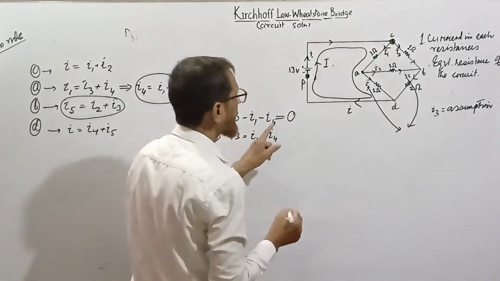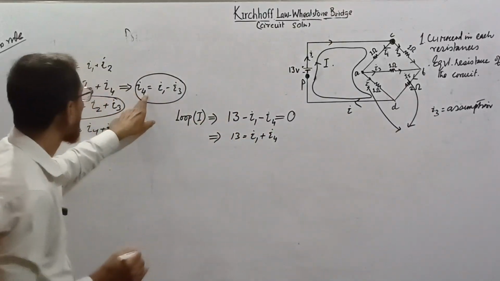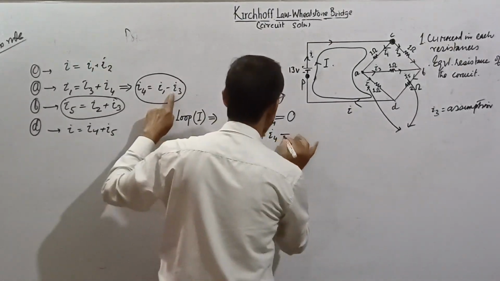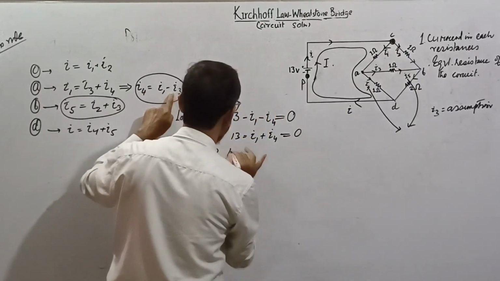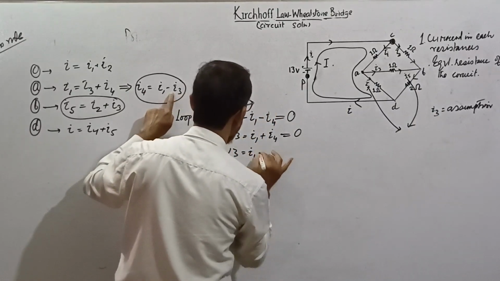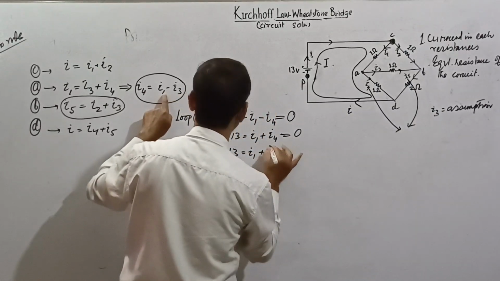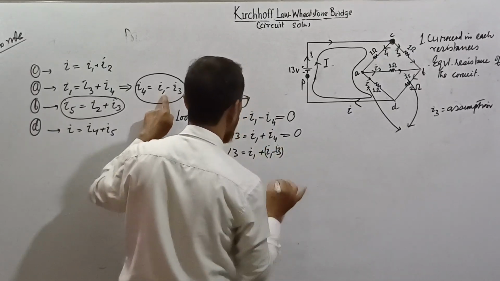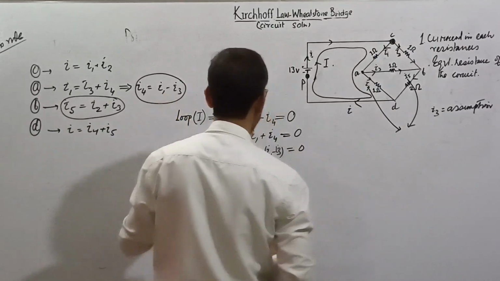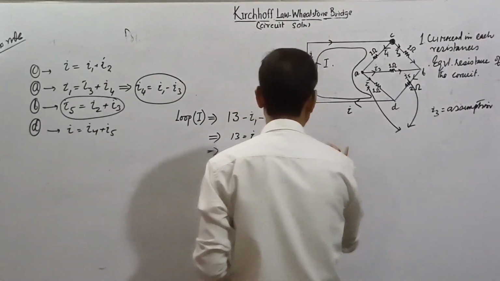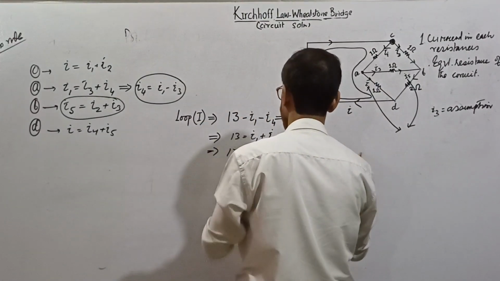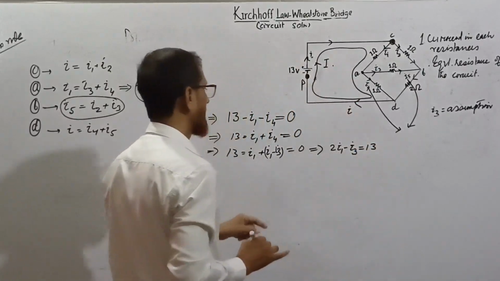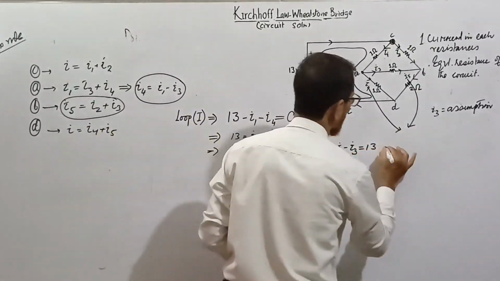So what is I4? I4 is equal to I1 minus I3. So you write here I3 is equal to I1 plus I4, which is equal to I1 minus I3. Am I right? This is equal to 0. So what we get is I3. Am I right? Say this is equation 1.